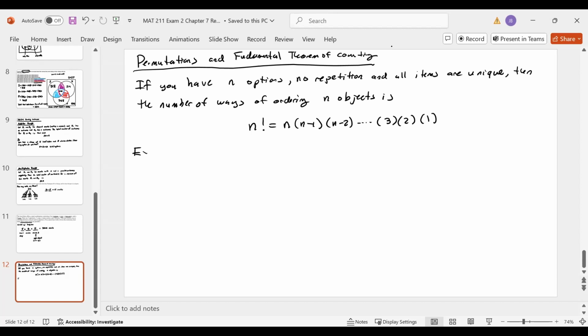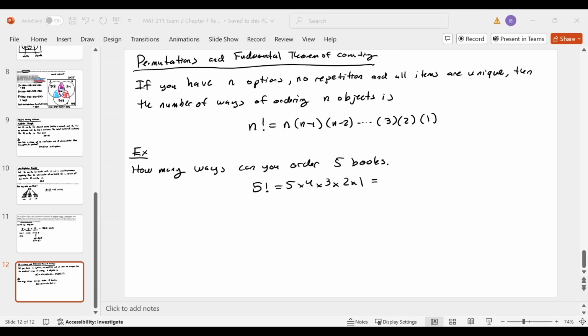So a quick example: how many ways can you order 5 books? Okay, how many ways can you order 5 books? Well, if you are ordering all of them, then it would just be 5 factorial, which is 5 times 4 times 3 times 2 times 1, right? And that would be equal to, I believe it's 120, but I will double check. 120, yeah.